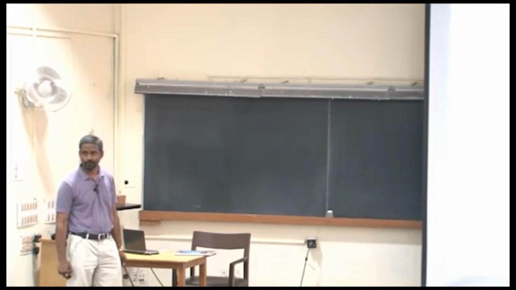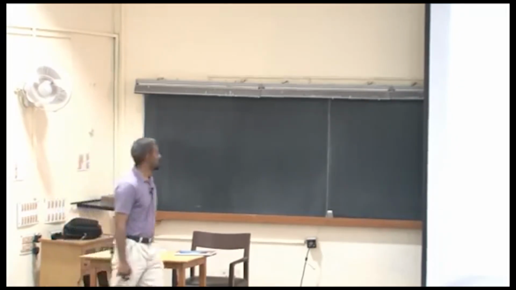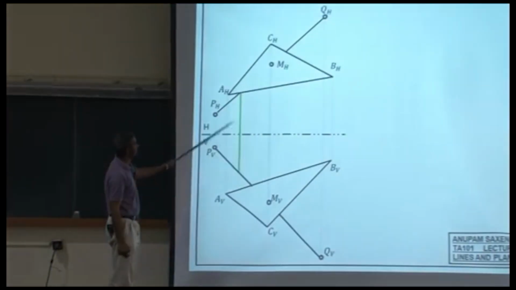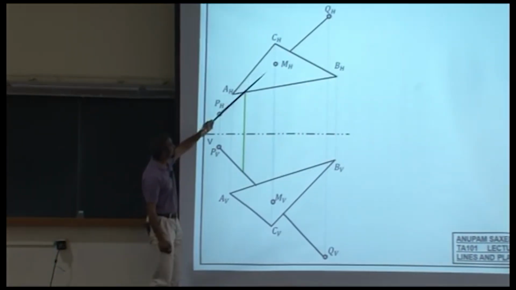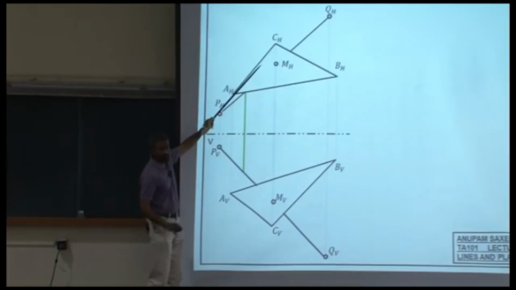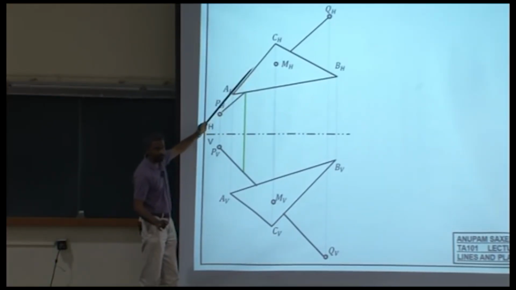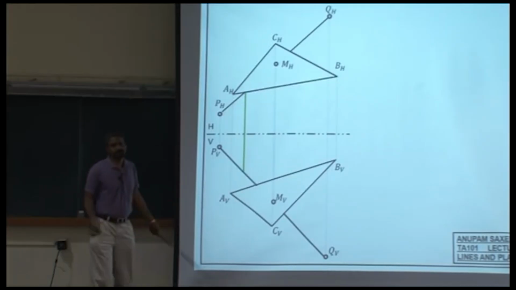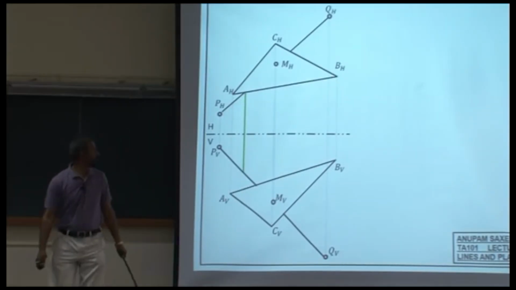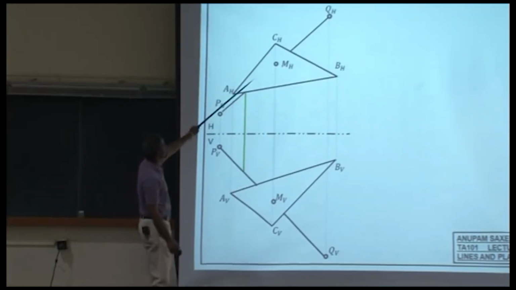The line PQ, okay. If it hits the line PQ, then it implies that this part of the line is visible. Don't believe me. I don't expect you to believe me, okay, but I would say that this part of the line is going to be visible.